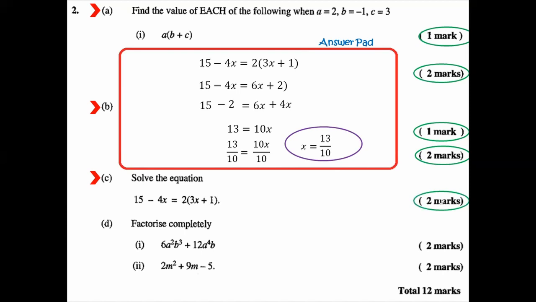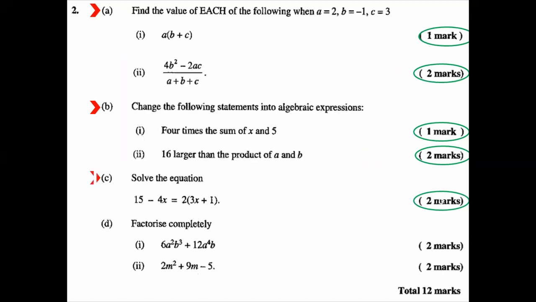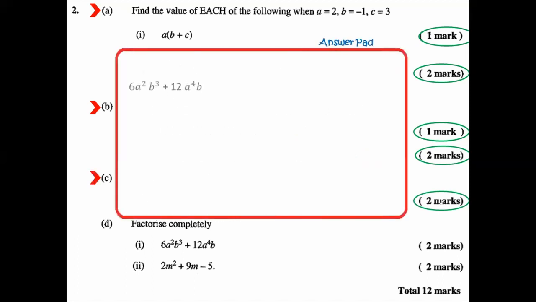And then, of course, we have done factorizing in the previous question, and here we go again. So let's go. So the expression is 6a squared b cubed plus 12a to the 4th power b. Taking out what's common, starting with the numbers. To 6 and 12, a common number factor is 6. To a squared and a to the 4th, the smaller one, a squared, is a common factor. To b cubed and b itself, the smaller one, b, is the common factor.